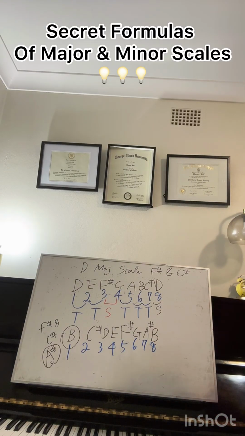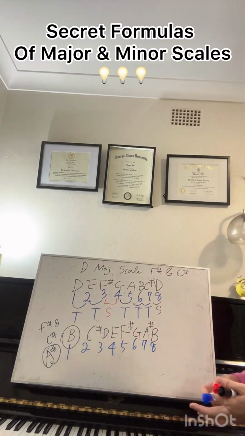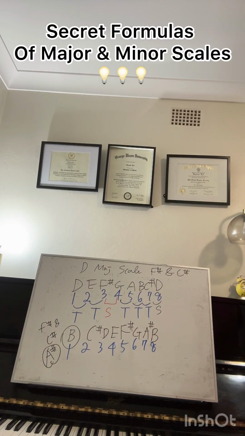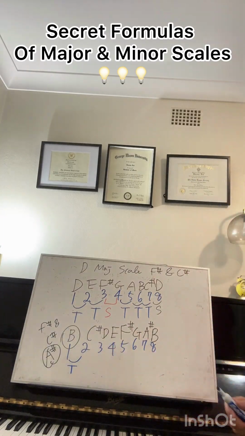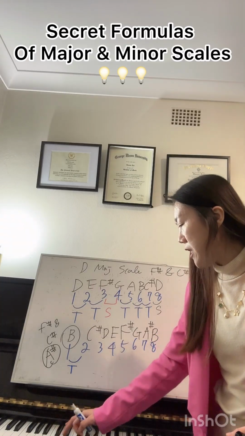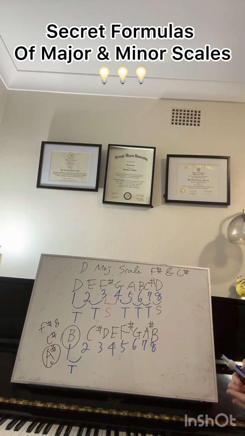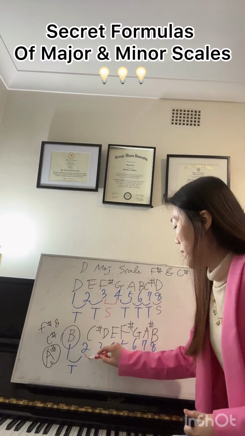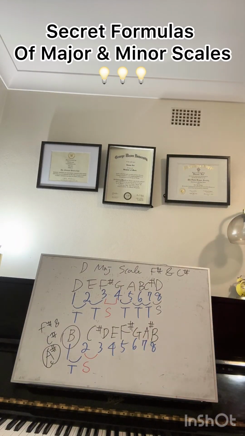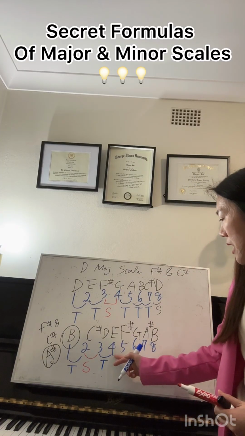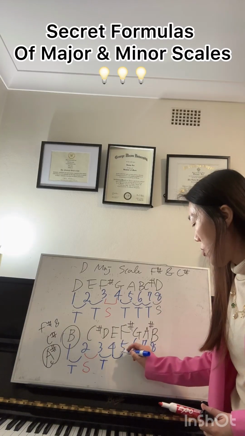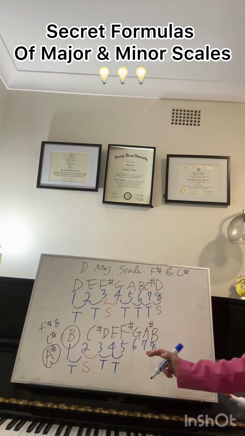Alright, so now let's try to ascertain the distance, the interval between the notes, okay? Alright, what is the distance between the first to the second? Tone. Alright, how about from C sharp to D is semitone. Alright, how about from D to E? So D to E is tone. Alright, how about from E to F sharp? Tone.